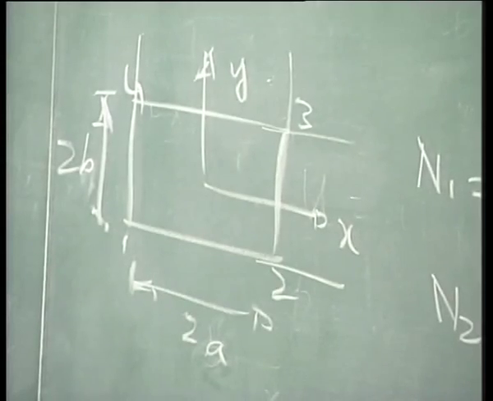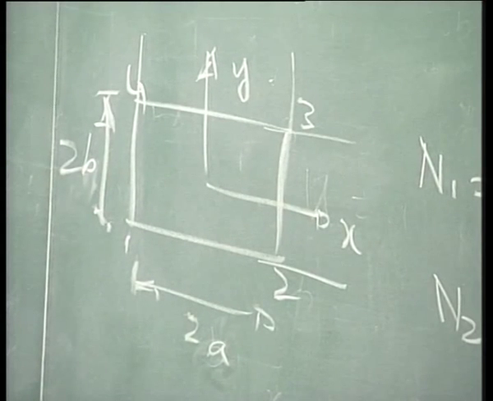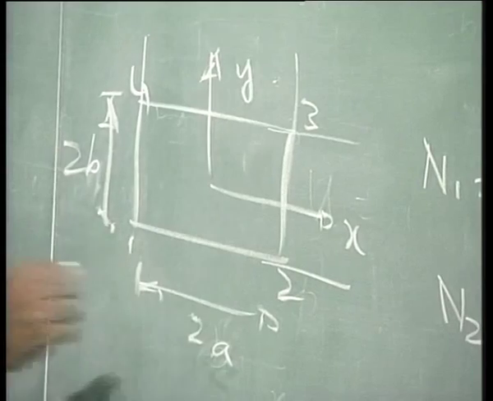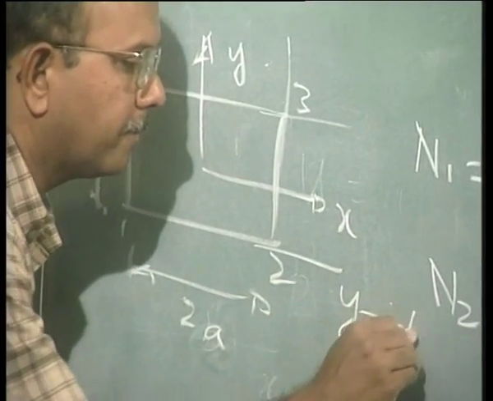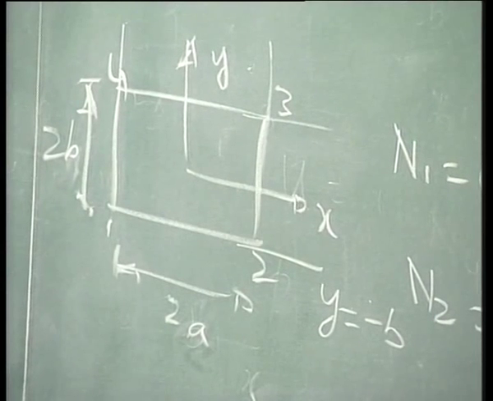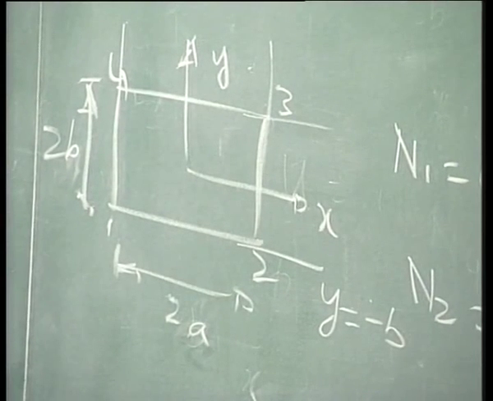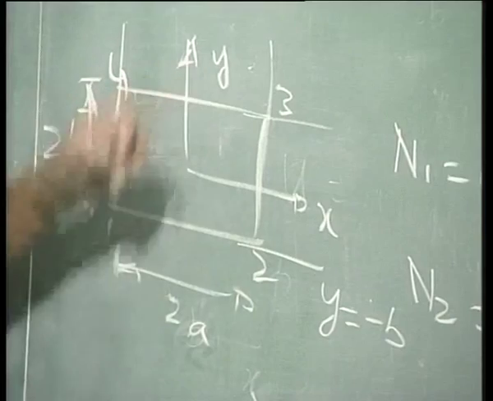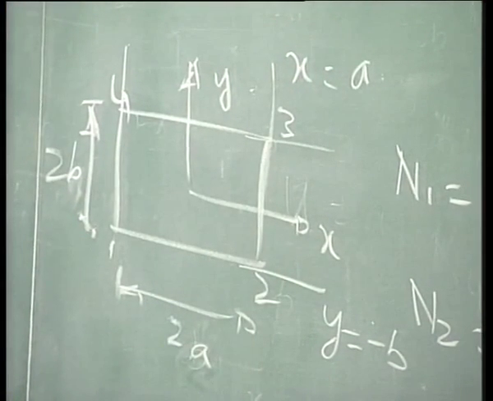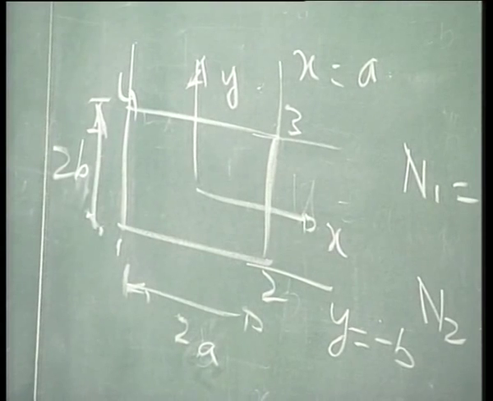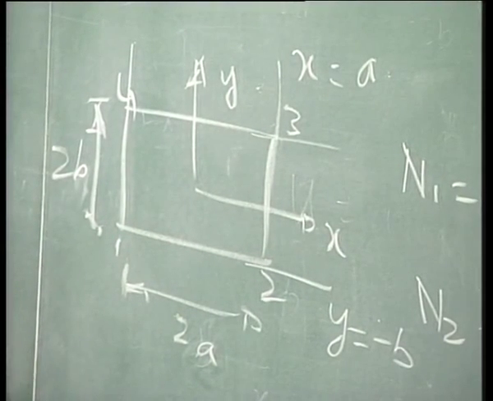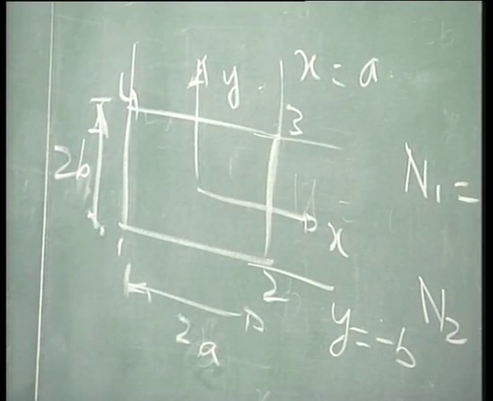So what is that? For nodes 1, 2, y is equal to minus b. And similarly you can write down for 2, 3, x is equal to a, and so on. That's your clue. I'll give you 1 minute, think about it. Now, what is it that I'm going to do?